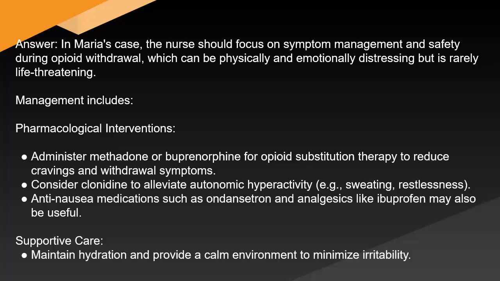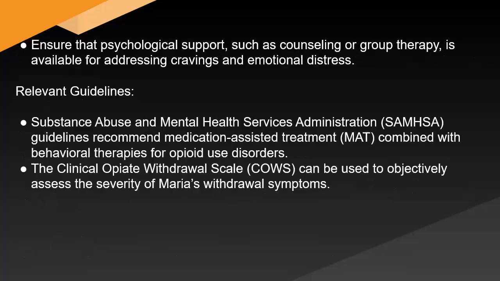Management includes pharmacological interventions: administer methadone or buprenorphine for opioid substitution therapy to reduce cravings and withdrawal symptoms. Consider clonidine to alleviate autonomic hyperactivity, sweating, restlessness. Anti-nausea medications such as ondansetron and analgesics like ibuprofen may also be useful supportive care. Maintain hydration and provide a calm environment to minimize irritability. Ensure that psychological support, such as counseling or group therapy, is available for addressing cravings and emotional distress.